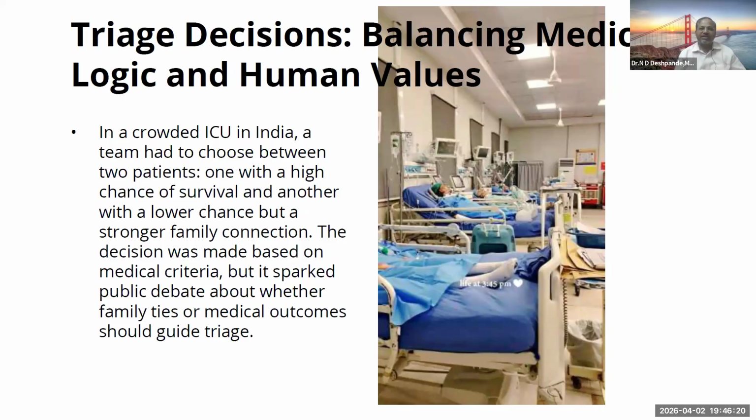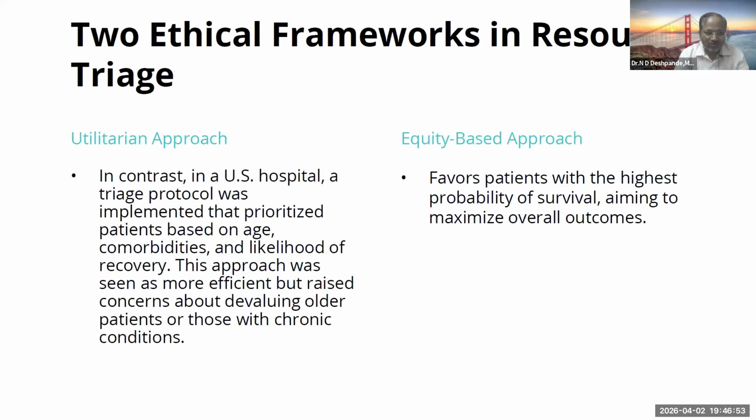In a crowded ICU in India, a team had to choose between two patients, one with a high chance of survival and another with a lower chance but a stronger family connection. The decision was made based upon medical criteria, but it sparked public debate about whether family ties or medical outcomes should guide the triage. So, while taking a decision, resource allocation matters a lot. It happened when the pandemic had caused a heavy toll on the number of people who became casualties. So, two ethical frameworks in resource triage.